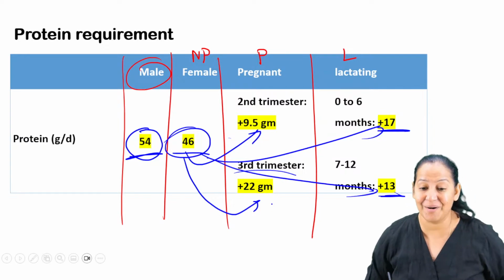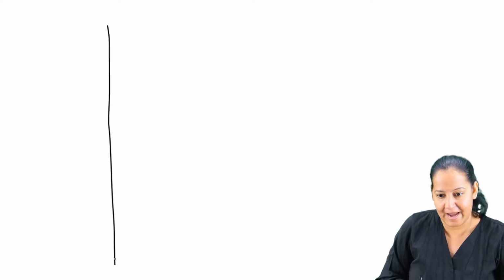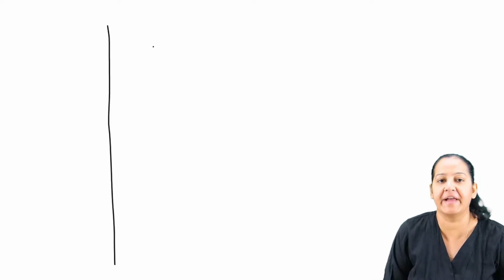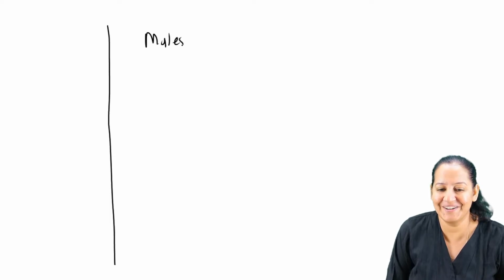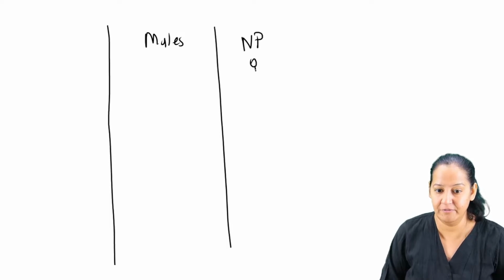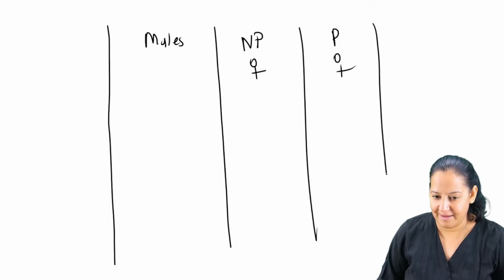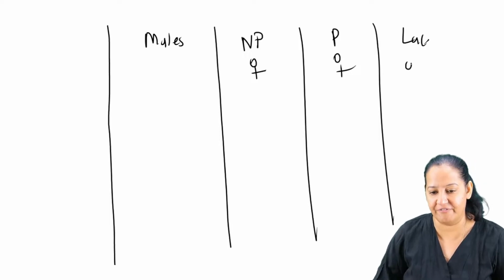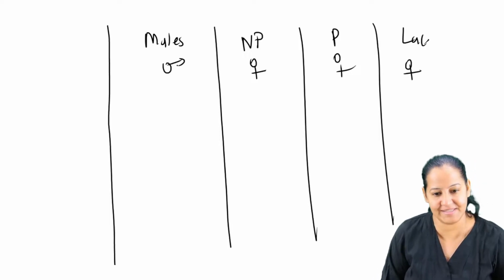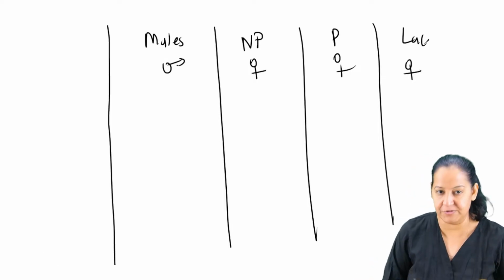So learn these terms. You get many questions on that. Please learn. So can we make a final table for that? Let's do it for calorie also, and let's do it for protein also. Males are only males. Females are of 3 types: non-pregnant female, pregnant female, and lactating female. Okay, chalo. So first we will do the calorie requirement and then we will do the protein requirement.